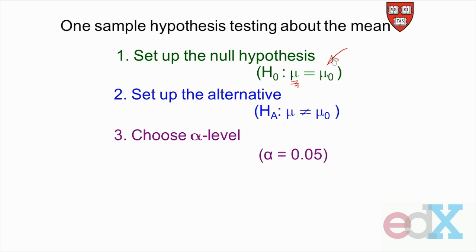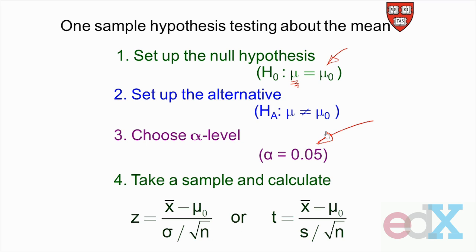Then step 3, choose an alpha level, and the ubiquitous alpha we can choose is 0.05. So let's just choose that one, for example. And then step 4 is to take a sample of size n and calculate either z or t. In either case, what we're doing is comparing the sample mean to the hypothesized population mean and seeing how far apart they are. In both cases, we're doing that. See how far apart x bar and mu naught are.